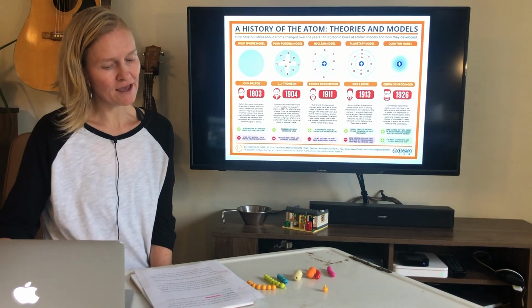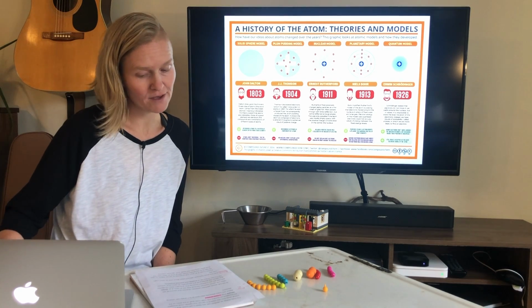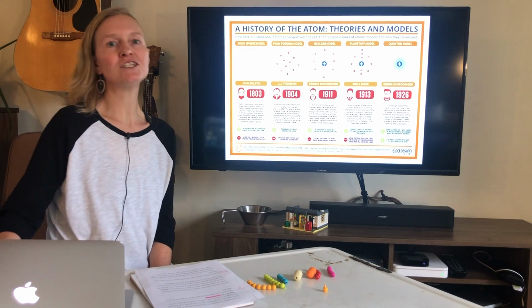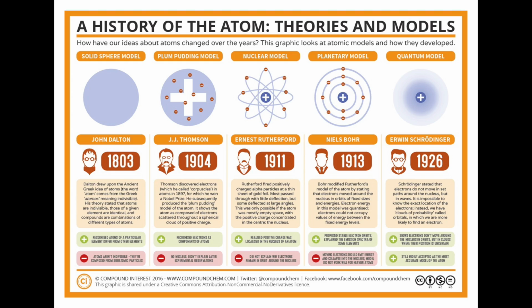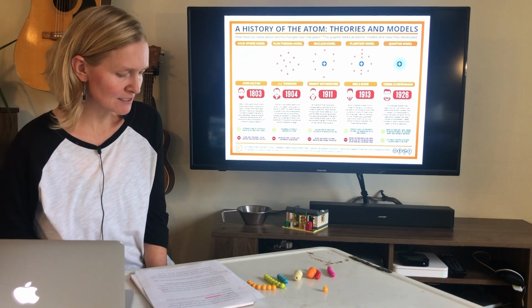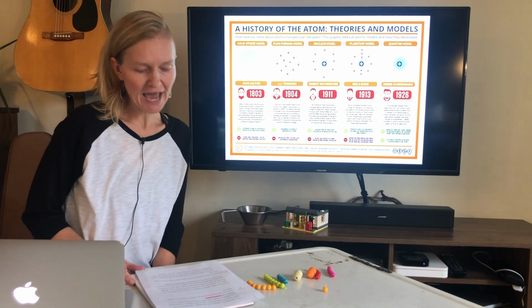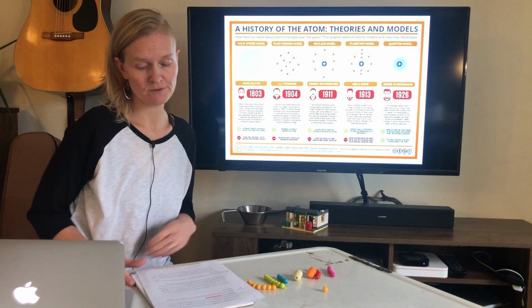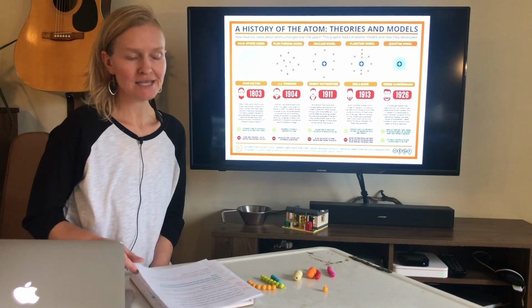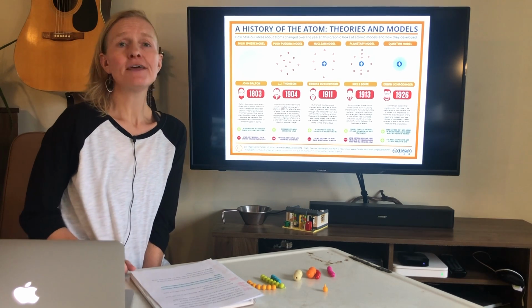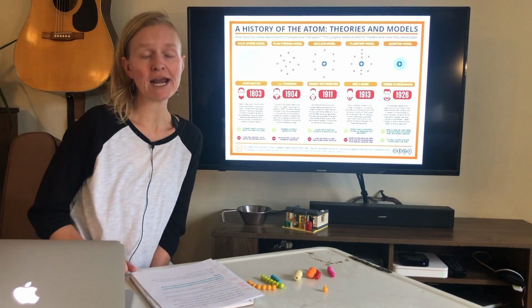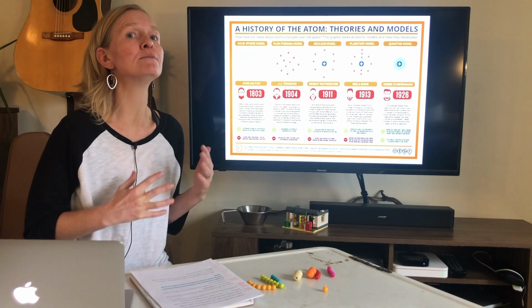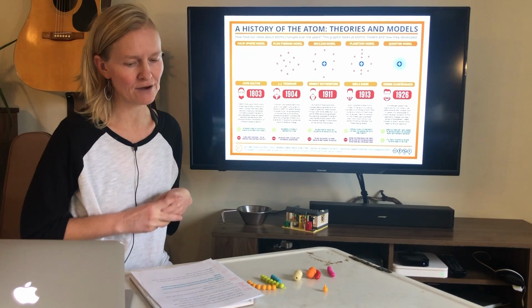Over time, there have been different ideas about what an atom might look like. The first model of an atom was proposed by John Dalton in 1803. He held to an ancient Greek idea of what an atom was. The word atom came from the Greek word atomos, and this word means indivisible. They believed that the atom was the smallest unit of matter and was, in fact, indivisible. So it couldn't be divided any further. And we have come so far since then.